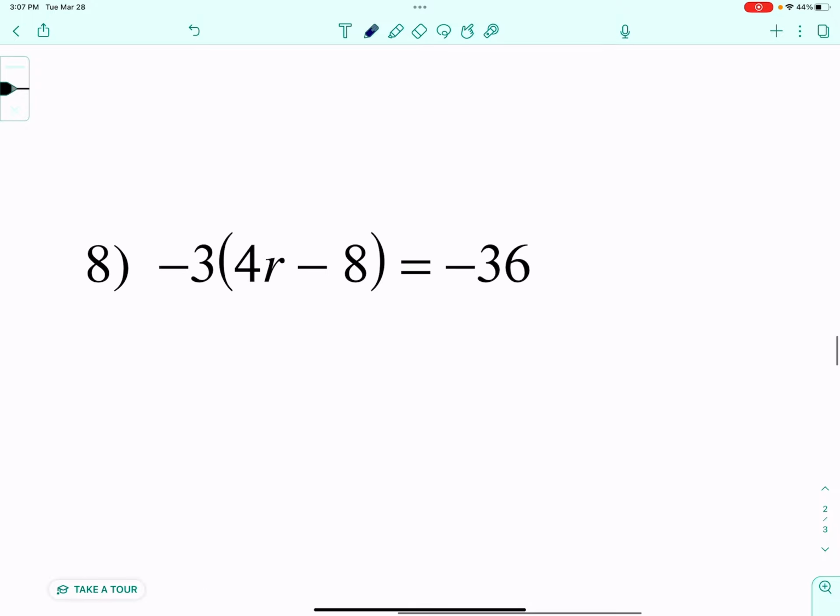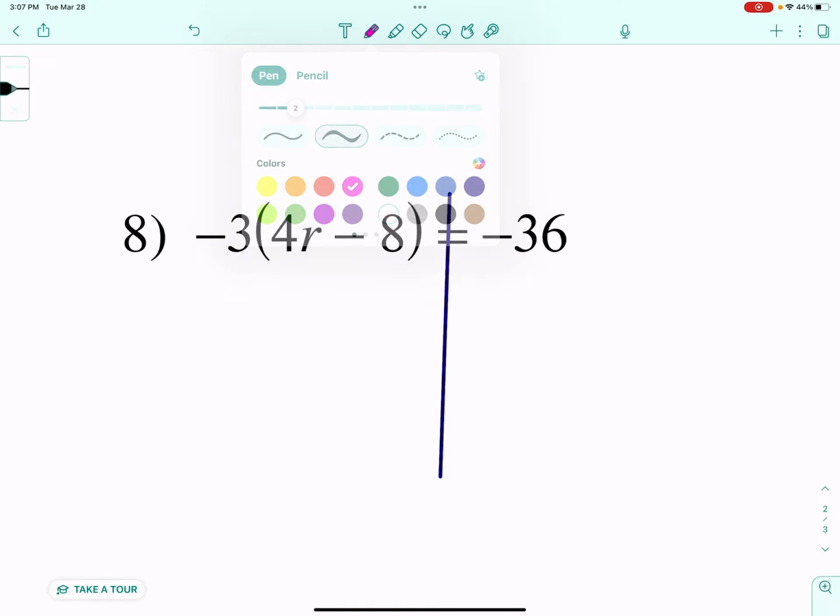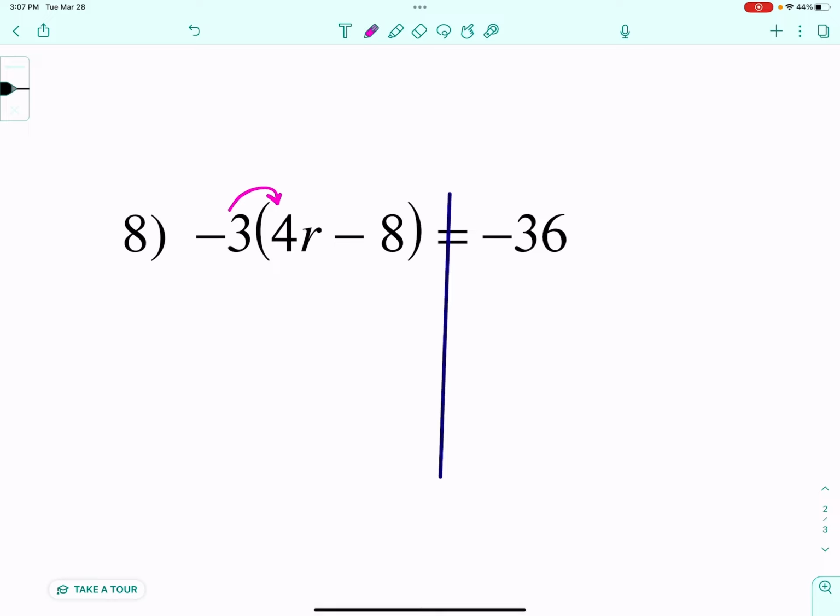This one has a negative on the outside, and I want to make sure that you have an example of that one. I'm going to start by putting my line down the middle. A quick glance at both sides tells me I don't have any like terms, but I do have a representation of the distributive property. So I'm going to do -3 times 4r and -3 times -8.